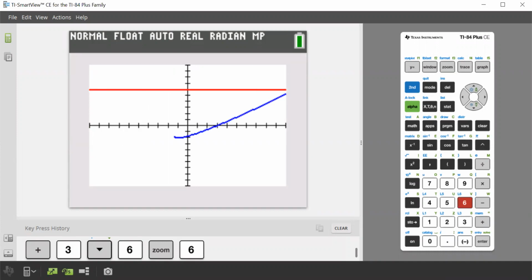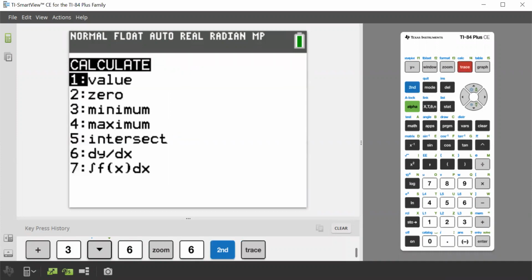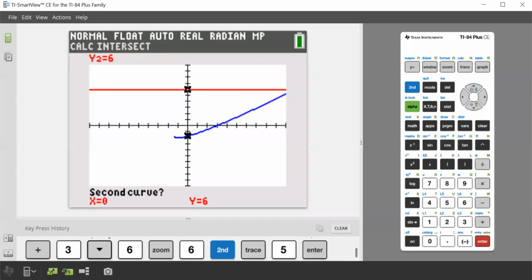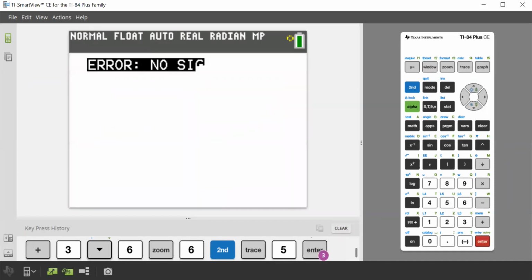Now the blue one is what the graph of a radical looks like. So where is our solution? Well, our solution is where these two lines intersect. So the first thing I'm going to try right off the bat is to go second, calculate, intersect. First curve, second curve, guess, who cares, enter.